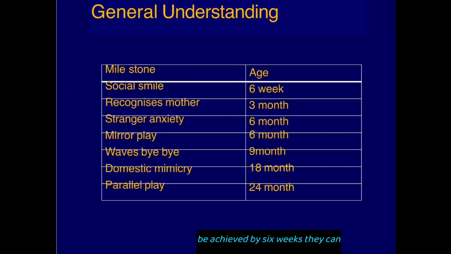Social smile can be achieved by 6 weeks. They can recognize their mother by 3 months. By 6 months, they'll have stranger anxiety, and also at 6 months they can do mirror play, which means they'll be looking at someone and laughing. Then by 9 months, they'll be waving bye-bye.